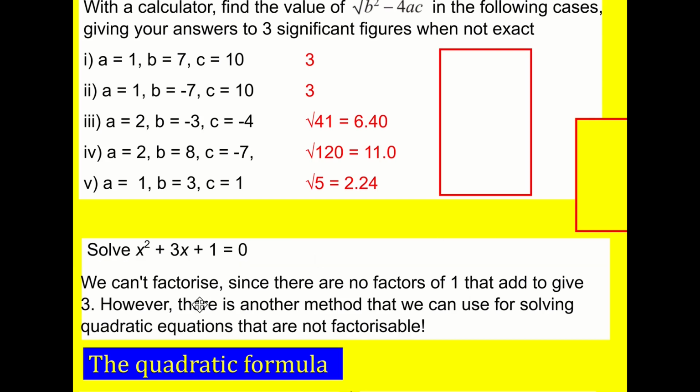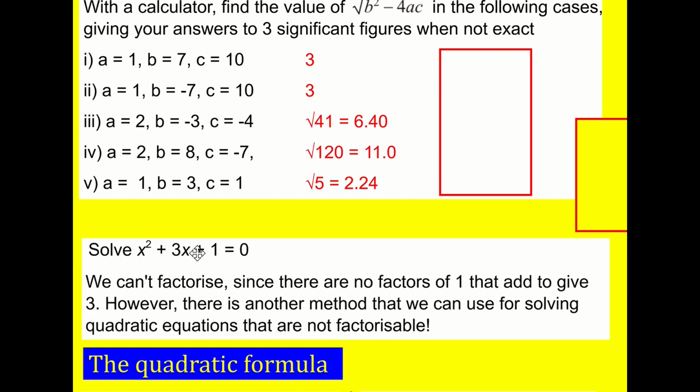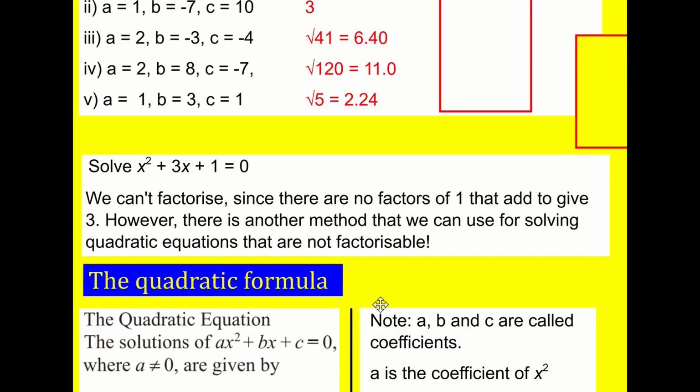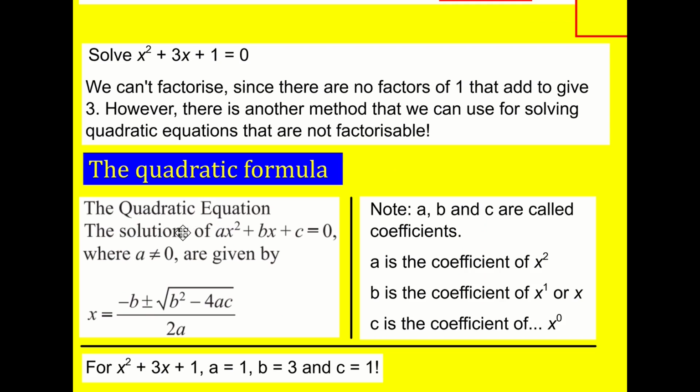However, there is a method, a different method to factorizing that we can use for solving quadratic equations that are not factorizable. And that's what we're going to look at today. It's called the quadratic formula. And here is the quadratic formula. If you write an equation as ax squared plus bx plus c equals 0, where a is not equal to 0, then you can straight away write the solutions down as this: x equals minus b plus or minus the square root of b squared minus 4ac all over 2a.